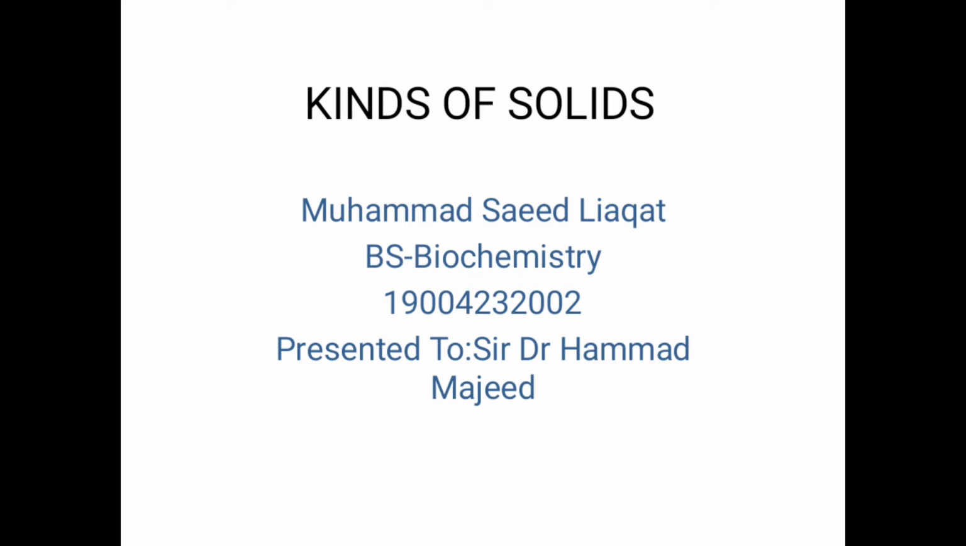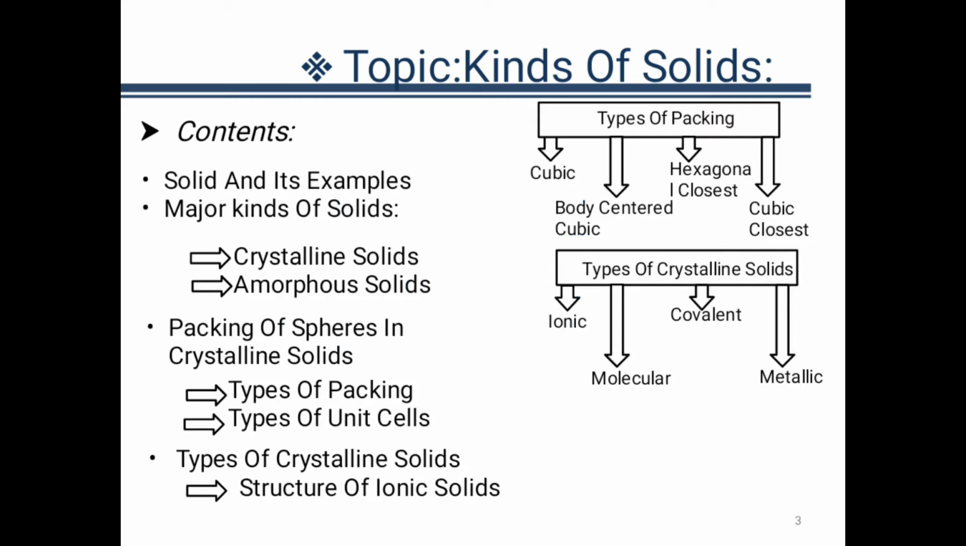Dr. Hammad Majeed. So today my presentation topic is kinds of solids and its examples. There are two major kinds of solids: crystalline and amorphous solids. Packing of spheres in crystalline solids, types of packing which I will explain: simple cubic and body center cubic, hexagonal closest and cubic closest. Next I will explain types of unit cell, types of crystalline solids, and structure of ionic solids.